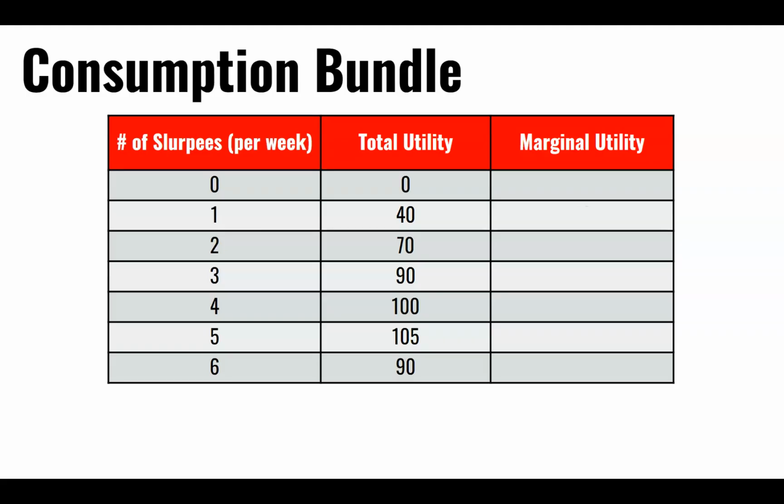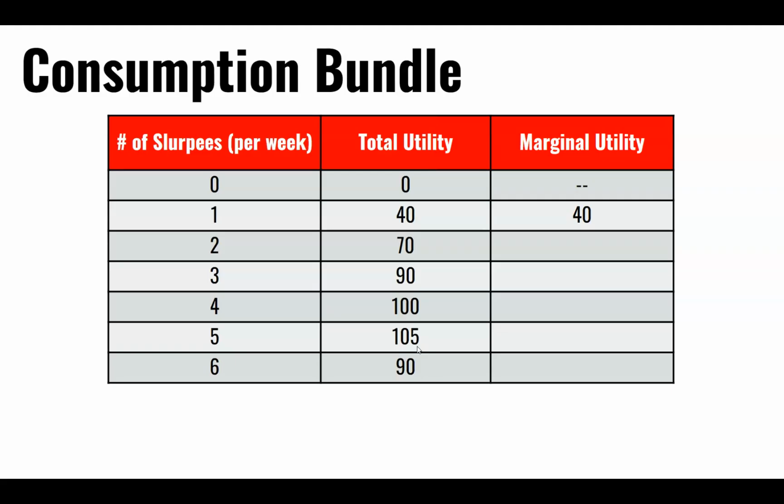We don't have any Slurpees, but we walk across to the 7-Eleven, we see the Slurpee machine, it's working. We're very excited. We fill up the cup. We take our first sip of Slurpee and oh, it is so good. Maybe it brings us 40 utils of happiness. All right, that would be going from 0 to 40. So our marginal utility would be 40 utils.